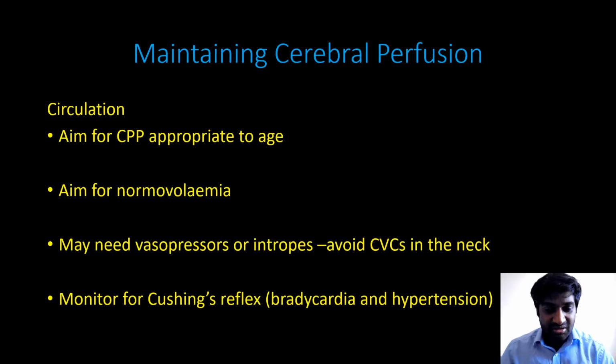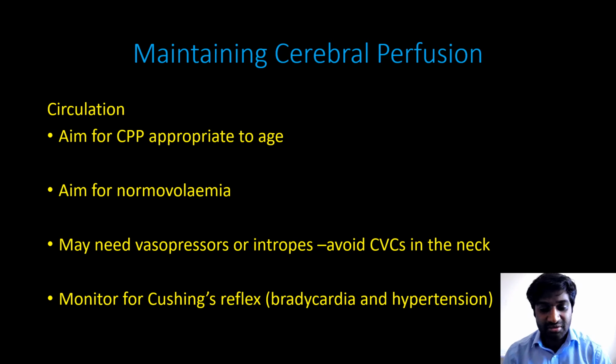In terms of circulation, as I've mentioned in the slide before, you aim for cerebral perfusion pressure appropriate to age. Always aim for normal volemia. They may need crystalloid, or they may even need blood products if their hemoglobin is less than 7. More often than not, they may need vasopressors or inotropes. If they need a central venous catheter, don't place it into the neck, because that can occlude the venous drainage and thus cause an increased cerebral backflow of blood.